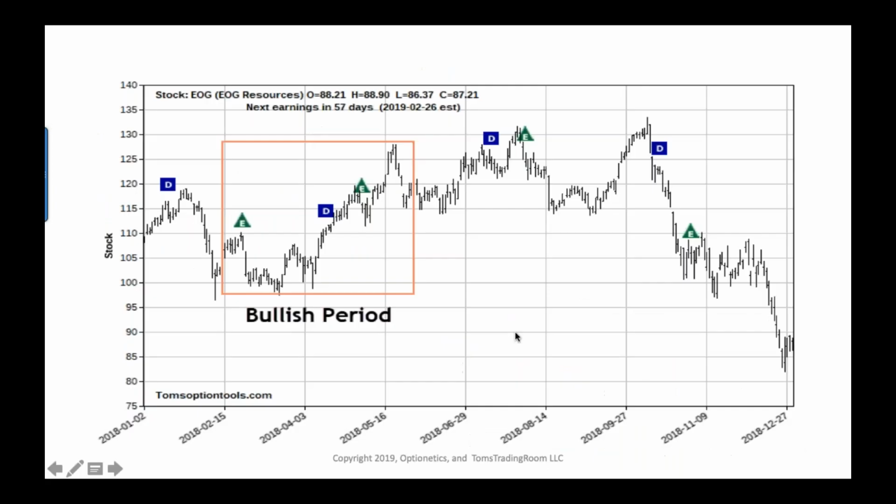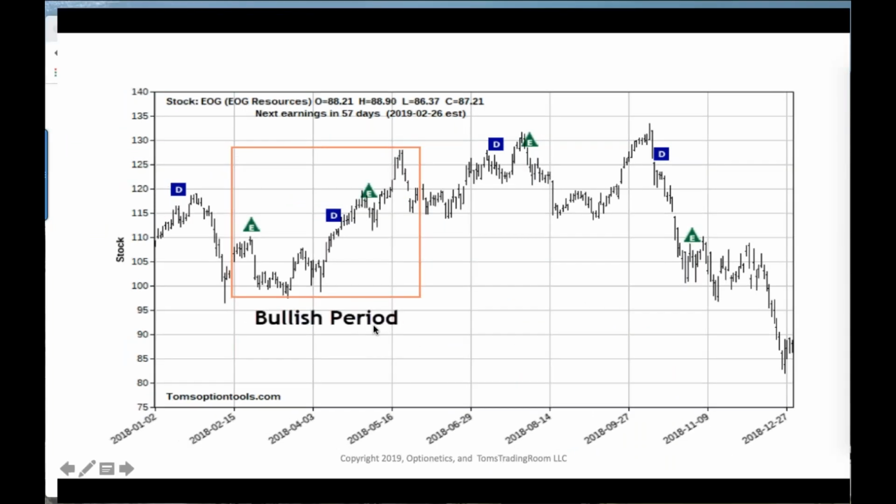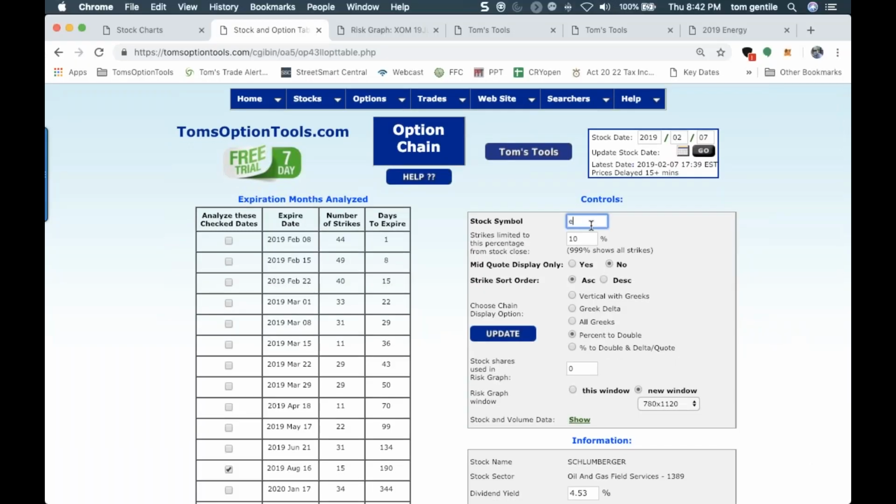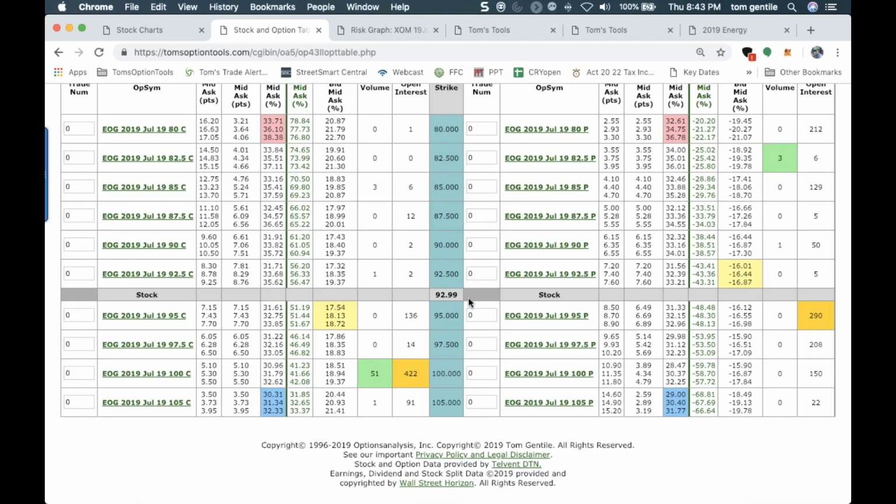Pop on over. EOG Resources, 100 to 125. Let's go take a look at EOG and see where it is right now. All right, so EOG up. You know what? We needed 15% on that guy. That's going to be a top tier. And we also got to take it all the way out to July. There's July. So let's look at the July options. Okay, so it's trading at 92.99 right now.